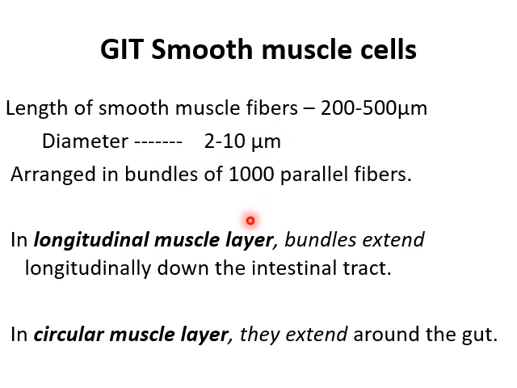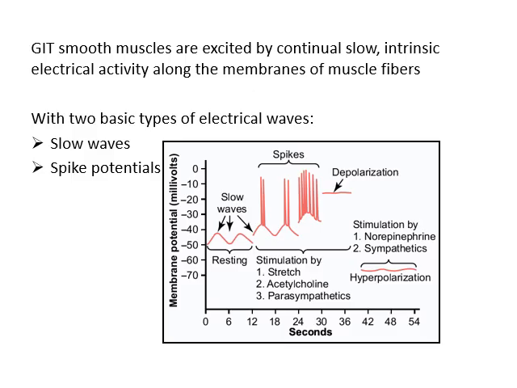And then we call them longitudinal muscle layer because they are spread longitudinally, and we call them circular muscle layer because they usually spread around. Now, the GIT smooth muscles are excited by continual slow intrinsic electrical activity along the membranes of the muscle fibers. Now, this diagram is very important. From this diagram, you can do all of this. I guess this is a summary of this chapter as well.